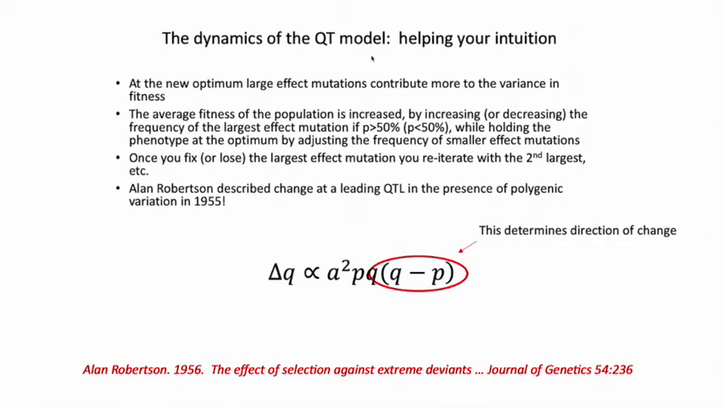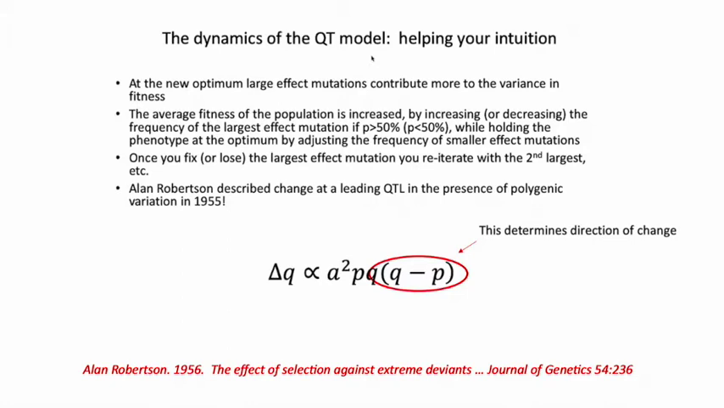Why do the dynamics happen that once we reach the peak, these genes are still changing in frequency? Well, it actually turns out that's exactly what's predicted. And it was written down in an equation by Alan Robertson, who's my academic great-grandfather, in the Journal of Genetics, issue 54, in 1955. I meant to have the year there. So what happens is that when you get to that optimum, this is an approximate equation for the change in allele frequency.